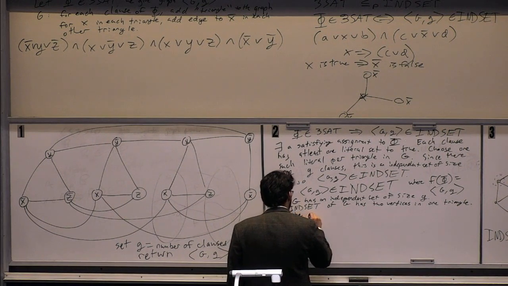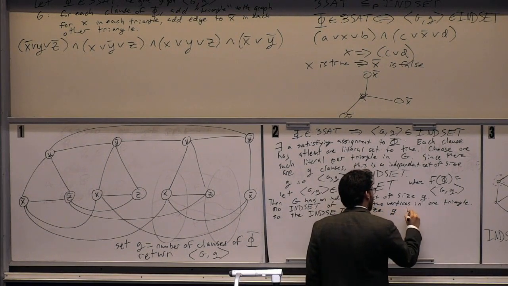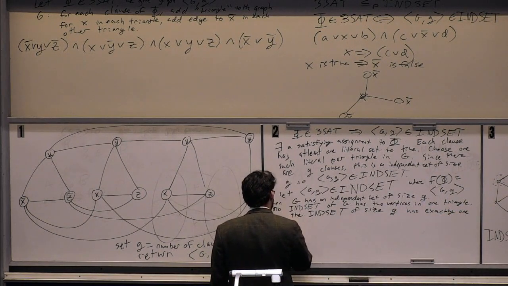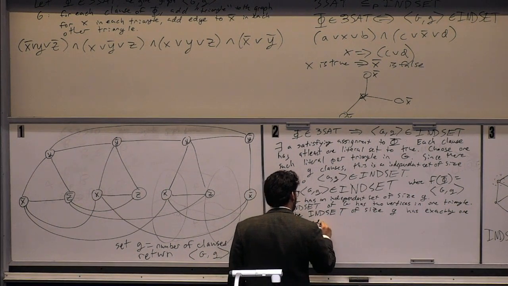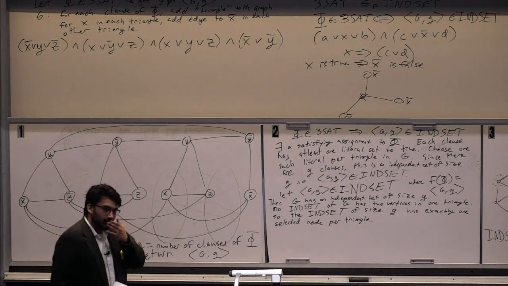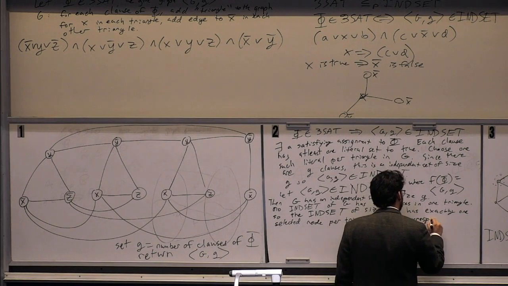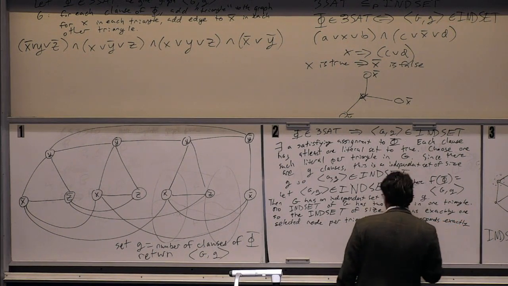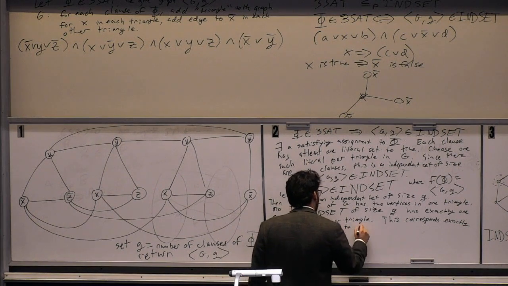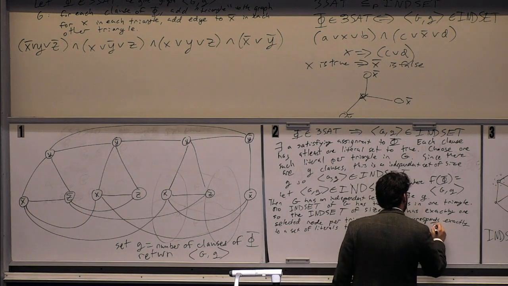The independent set of size g has exactly one selected node per triangle. We're almost done. You should probably be able to finish the conclusion. This corresponds exactly to a set of literals to satisfy phi. So we see that phi is satisfiable.